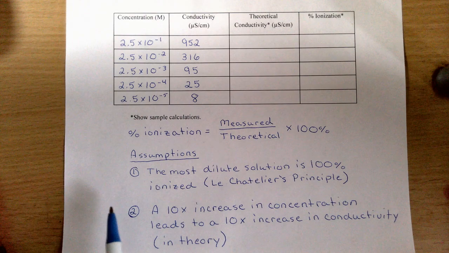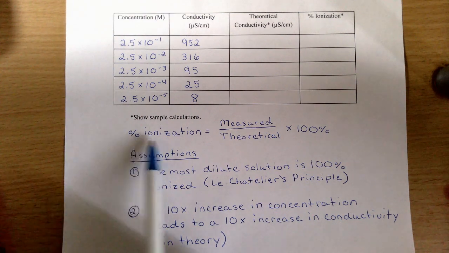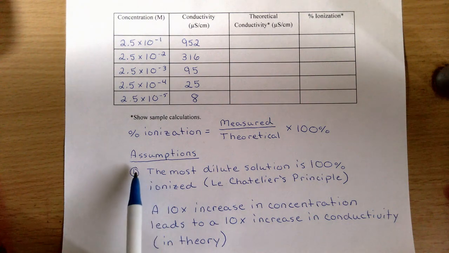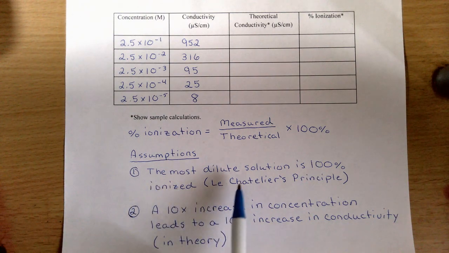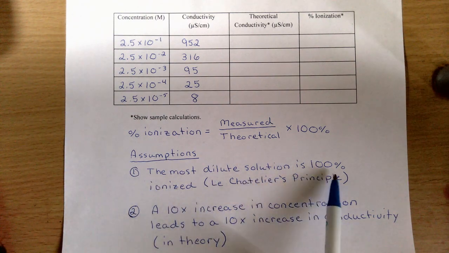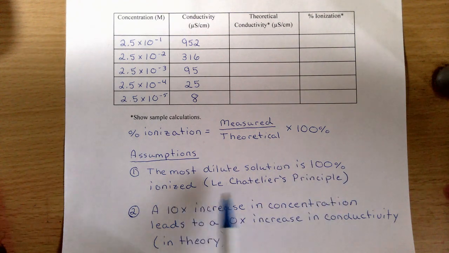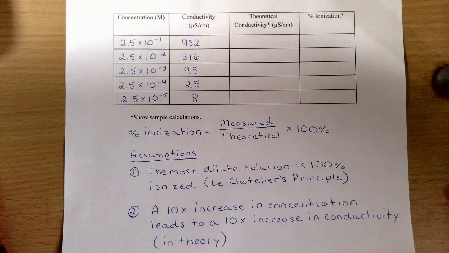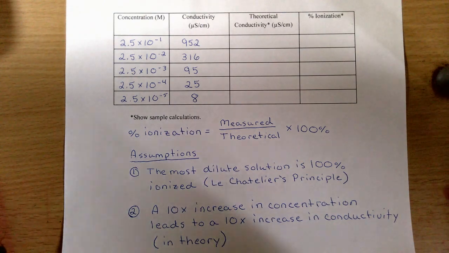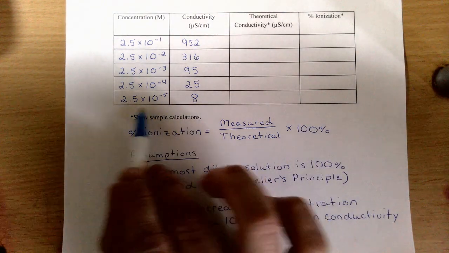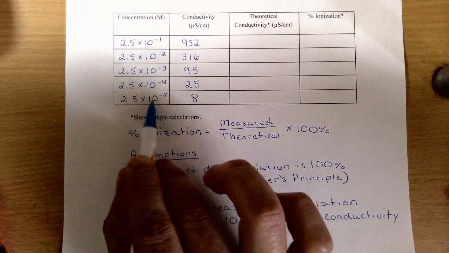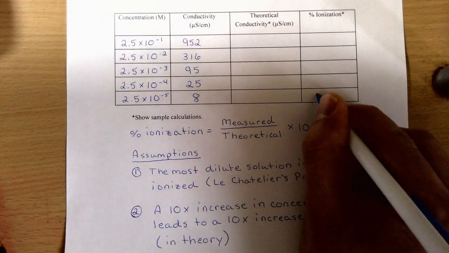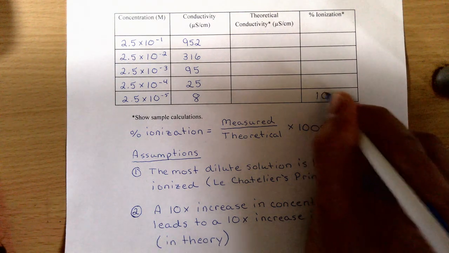And in order to do that, I first need to take a look at the percent ionization equation and then make two assumptions. The first one being the most dilute solution is 100% ionized. This is a result of Le Chatelier's principle. You're going to learn about that in lecture. What that's going to let me do is come up to this most dilute solution, 2.5 times 10 to the negative 5, come over here to percent ionization and just put 100% right in there.